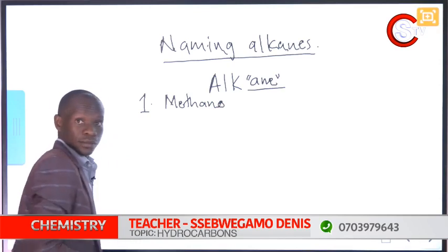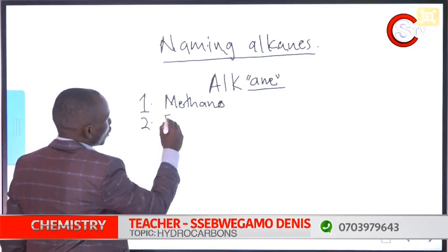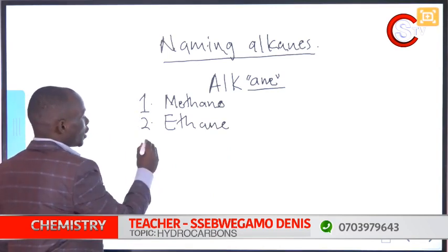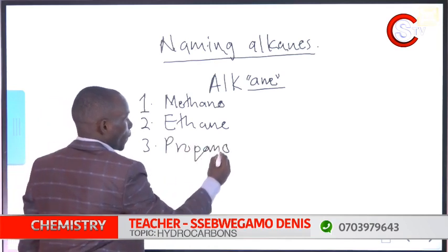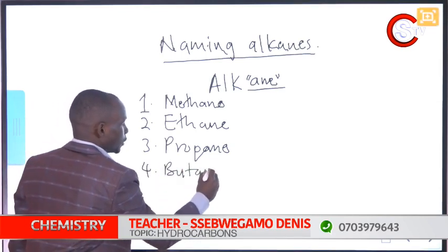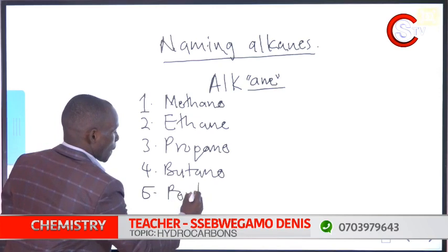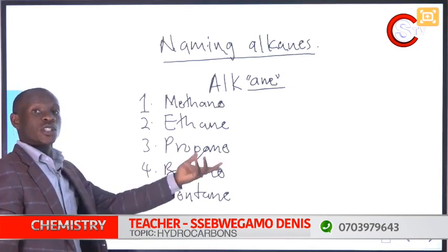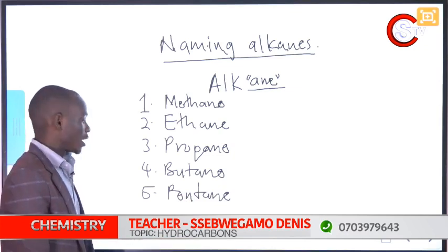Is known as methane. And that one that contains 2 carbon atoms is known as ethane. And an alkane with 3 carbon atoms is known as propane. And that with 4 is known as butane. 5, it is pentane. And after 5, we use the knowledge of polygons. Hexane, octane, nonane, the polygons we did at primary.